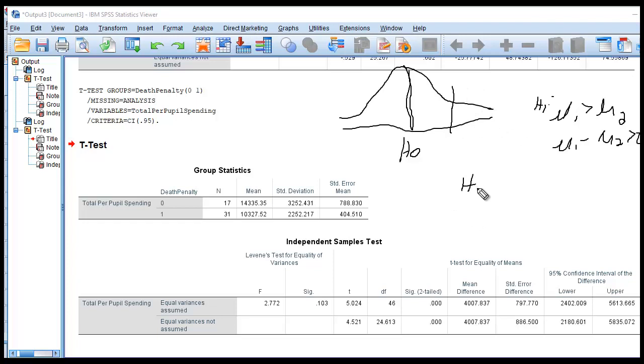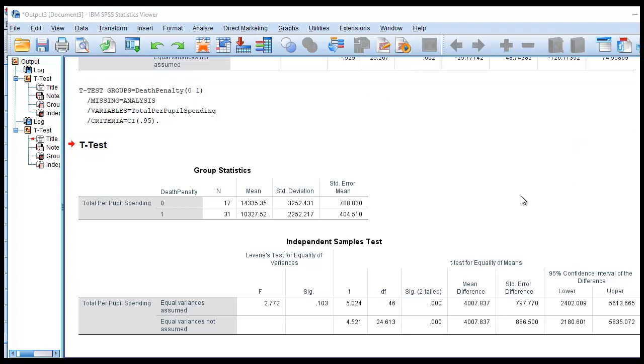If the alternative hypothesis happened to be mu1 minus mu2 is less than 0, then we would be testing not in the upper tail, but rather in the lower tail of that distribution. So that's how it essentially works. Another couple of things to point out.